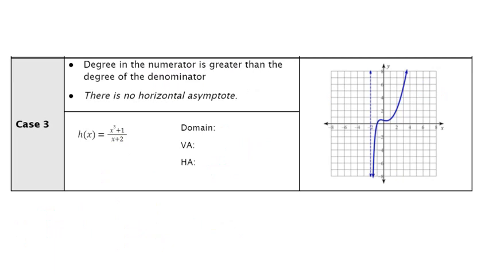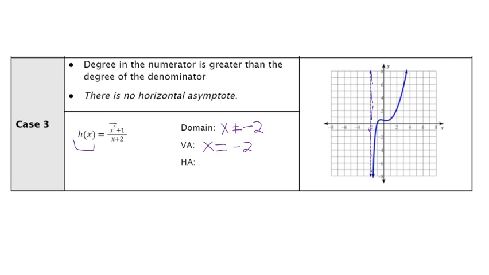The third case, and we're not going to see too much of this case for this shorter mod, is if the degree on the top is greater than the degree on the bottom. So for example, if I have h of x, the domain and all the other stuff would be exactly the same. It cannot equal -2 in the domain, which means we have a vertical asymptote at -2.